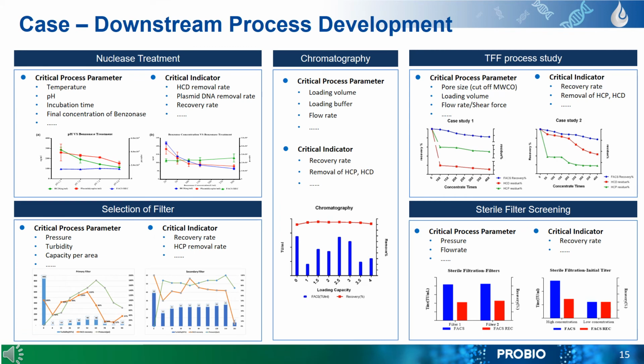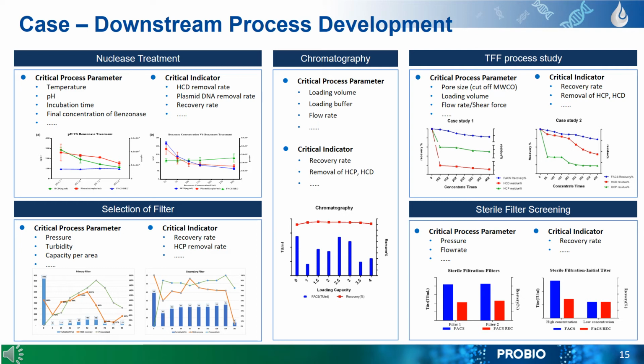In this slide, we show the CPP and CQA that should be paid attention to when optimizing the downstream process. Since the diameter of lentivirus is 80 to 120 nanometer, there will be a lot of loss during sterile filtration. Therefore, it is necessary to control the turbidity and the particle size of lentivirus to improve the recovery rate.